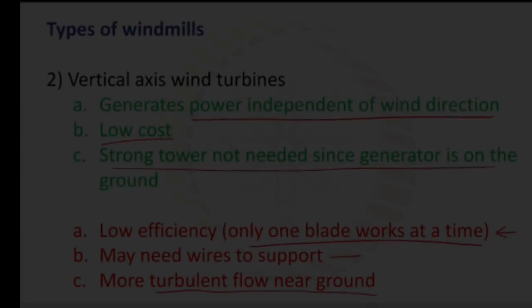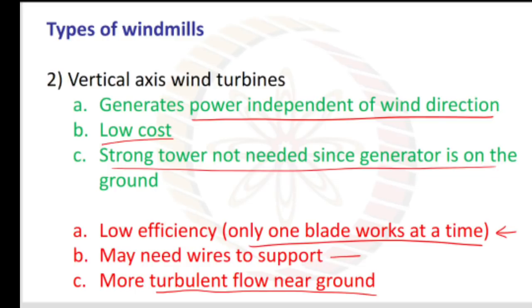Now the other type is the vertical axis wind turbine. It generates power independent of wind direction, and is low cost. A strong tower is not needed since the generator is on the ground. However, it has low efficiency, and may need guy wires to support it against more turbulent flow near the ground. The picture is shown here.